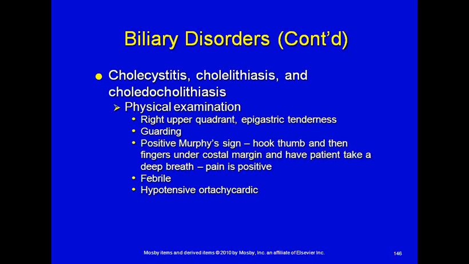On physical exam, there may be some right upper quadrant and epigastric tenderness. They could be guarding the right upper quadrant. They may have a positive Murphy sign, and that's where you hook your thumb under the costal margin and have the patient take a deep breath, and if they hurt, it's positive for gallbladder. And then you hook your fingers under the costal margin, have them take a deep breath, and again, if it's painful, then that's positive for gallbladder disease. They may be febrile, and they may be hypotensive or orthotachycardic.